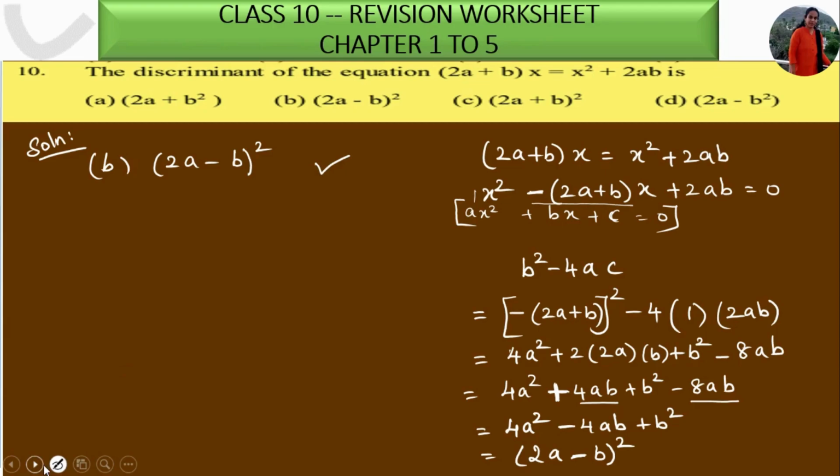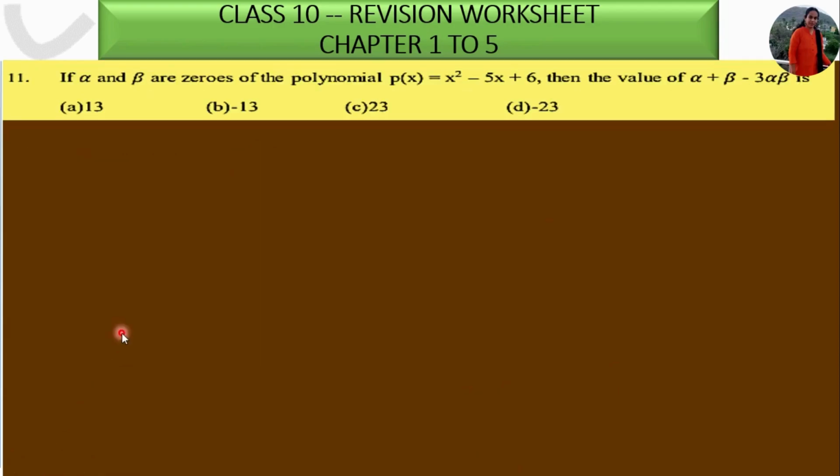Okay, children. So moving on to the next question. If alpha and beta are zeros of the polynomial p of x equal to x square minus 5x plus 6, then the value of alpha plus beta minus 3 alpha beta is dash. So what is given here? There is a polynomial p of x equal to x square minus 5x plus 6. Here what we have to find is alpha plus beta minus 3 alpha beta.